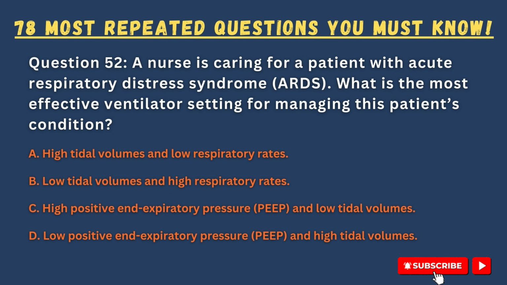Question 52. A nurse is caring for a patient with acute respiratory distress syndrome, ARDS. What is the most effective ventilator setting for managing this patient's condition? A. High tidal volumes and low respiratory rates. B. Low tidal volumes and high respiratory rates. C. High positive end expiratory pressure, PEEP, and low tidal volumes. D. Low positive end expiratory pressure, PEEP, and high tidal volumes.